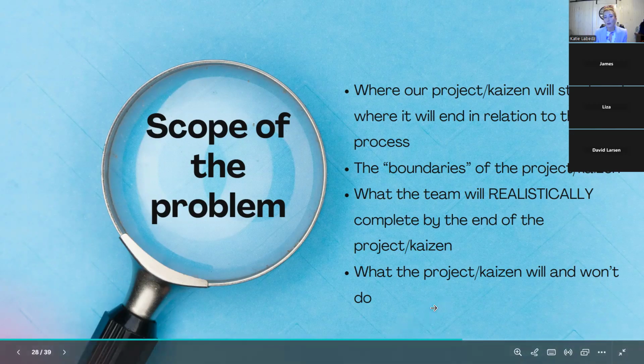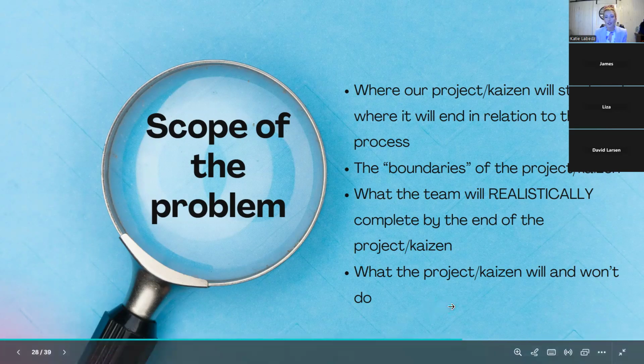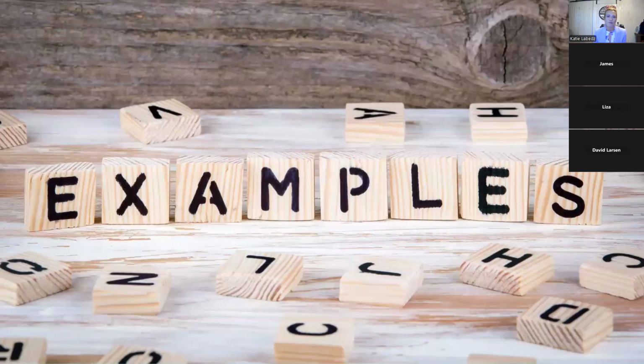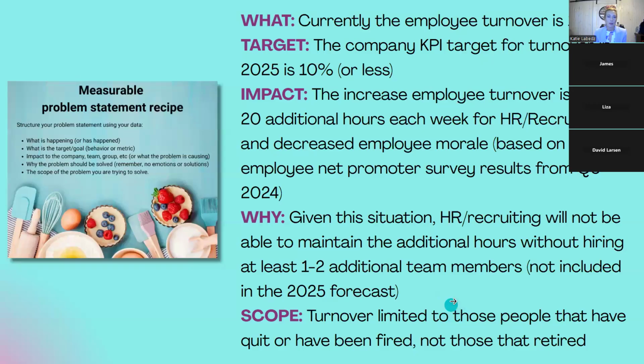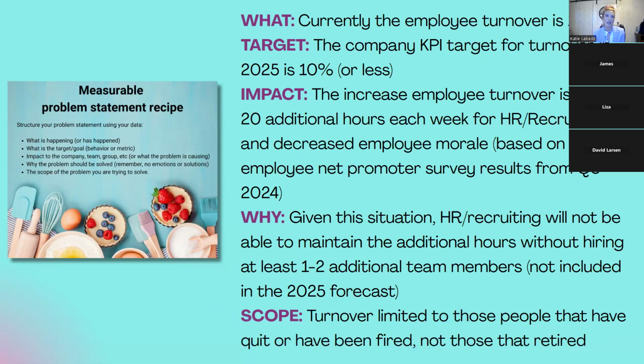Now, if you want to learn more about scope, you can always stop and take one of our project management classes where we go into greater detail about scope. So let's look at some examples of measurable problem statements. So this is written in the manner in which I have presented it on the left side.